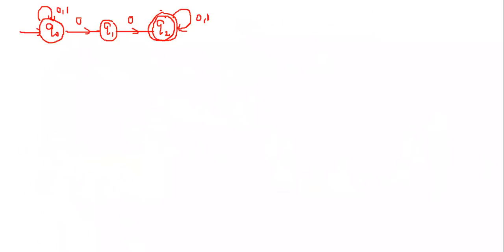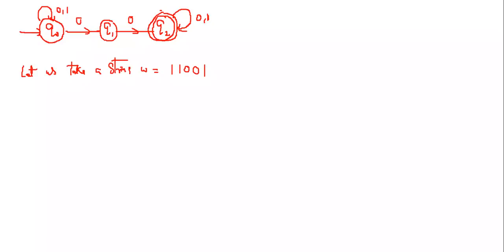Now let us take a string W is equal to 11001. Here you have a substring 00, so it should be acceptable by the NFA. Now we will see what are the possible ways in accepting this string.